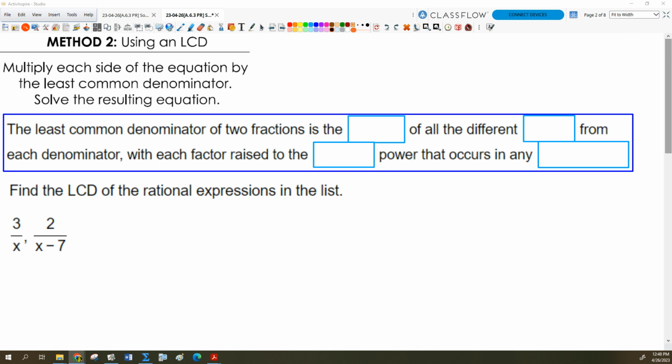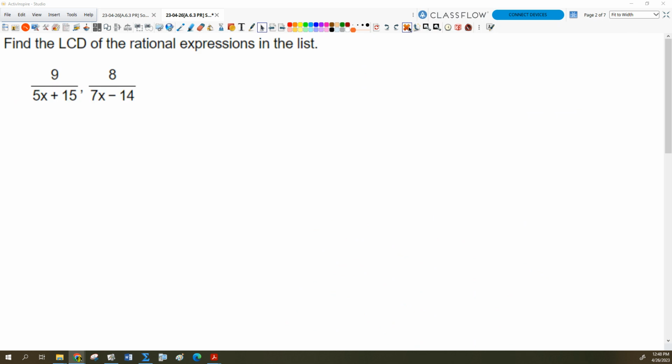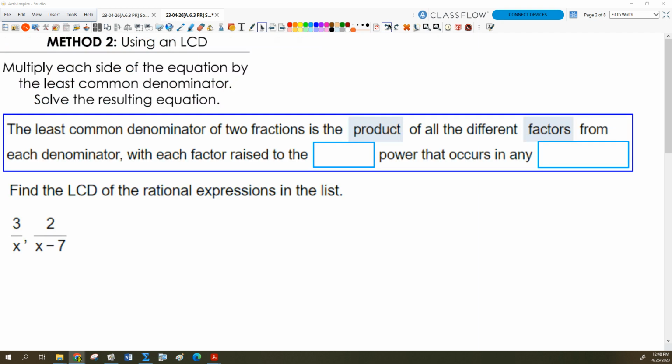Okay, so what's our strategy here then? Well, to find the least common denominator of two fractions, what is that? The least common denominator is going to be the product of all of the different factors that show up in the denominators. That's it. We got to pay attention to one thing though. Each factor in our least common denominator has to be raised to the greatest power that shows up in any one of the denominators. And we'll see an example like that pretty quick, so that'll make sense.